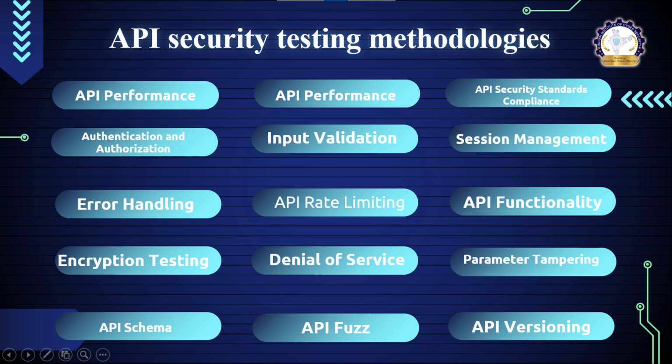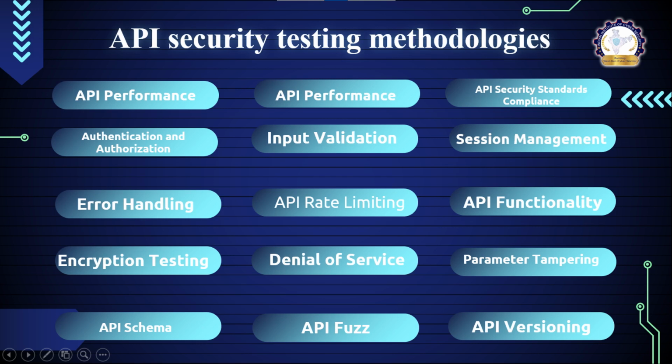The next one we have is API versioning testing. This methodology involves testing the backward compatibility of the API with different versions. It aims to ensure that changes to the API do not break existing client applications and that new versions of the API are properly secured. This type of testing is particularly important when changes are made to the API, as it ensures that the changes do not negatively impact existing client applications that rely on the API.